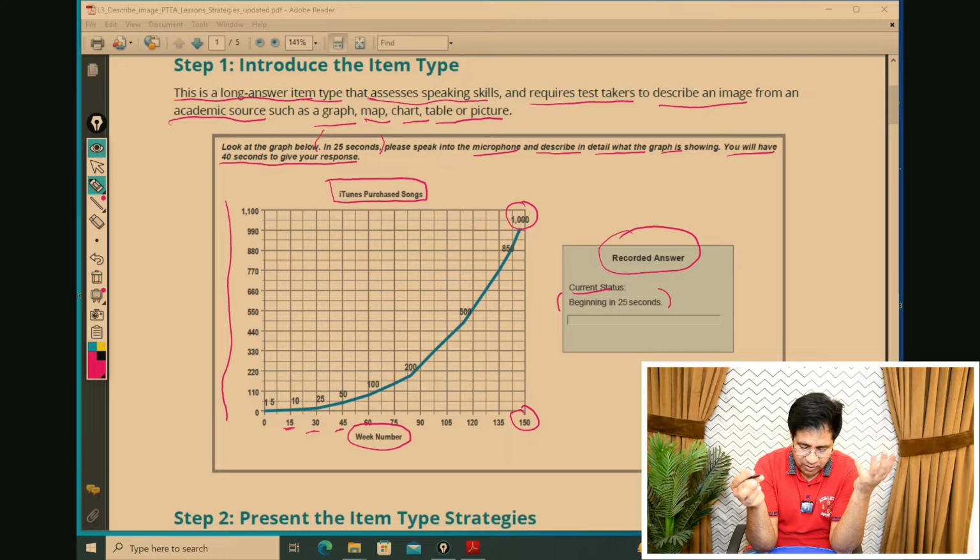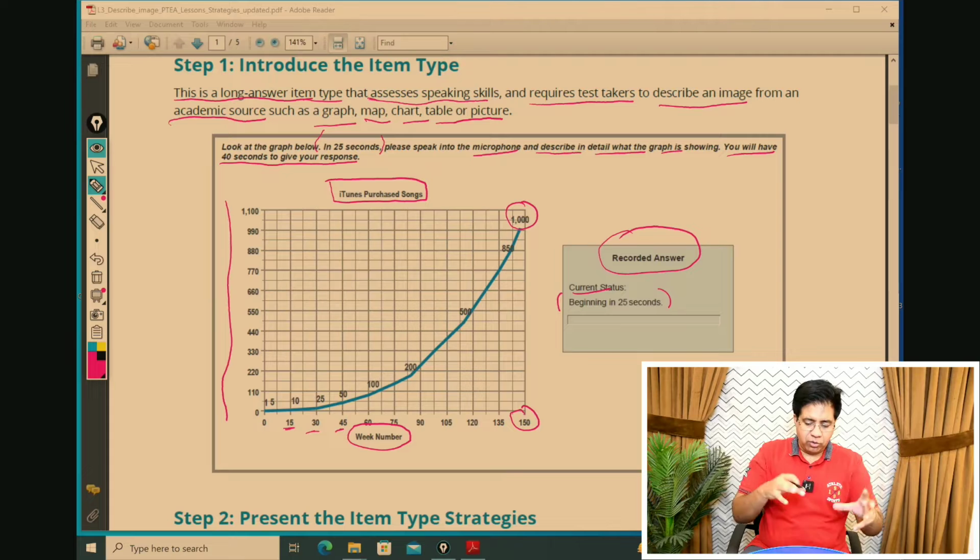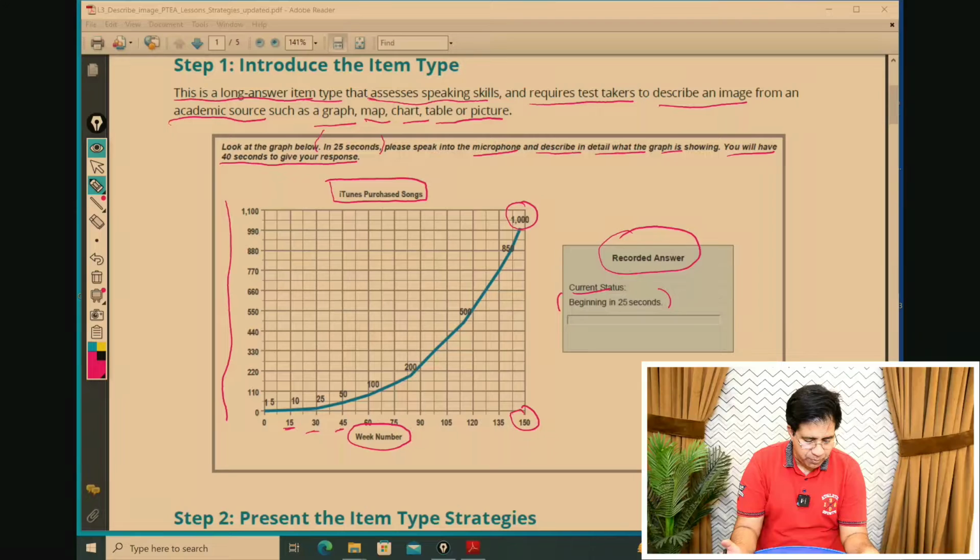Now there is a template, and that template tells you the picture is about this. In this picture we can clearly see iTunes purchased songs, and the songs are given in number from 0 to 1100. Okay, and then there is the week number, and the week number starts from 0 to 150. Okay, and as we see, there is a gradual increase. From the first week it started from 0, and on week 150 it reached around 1000, something like that. Okay, so there is a template. You got to fit all these words in that template, and there you are, no problem at all.